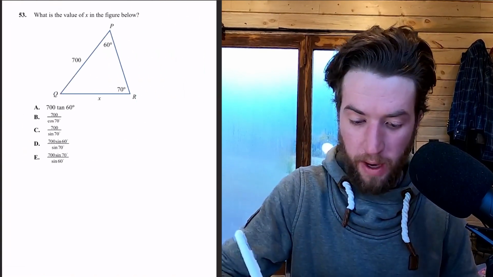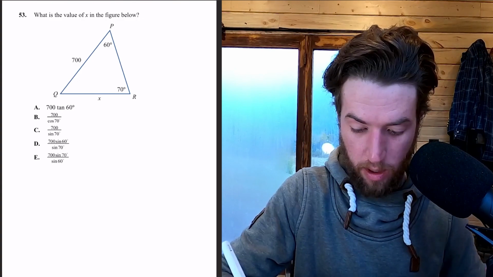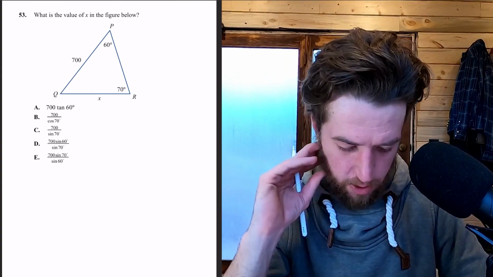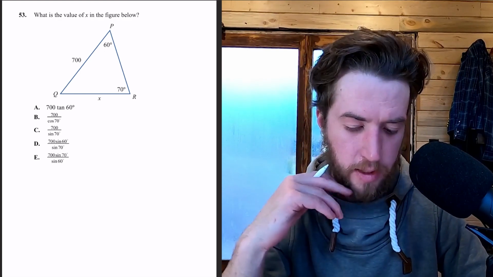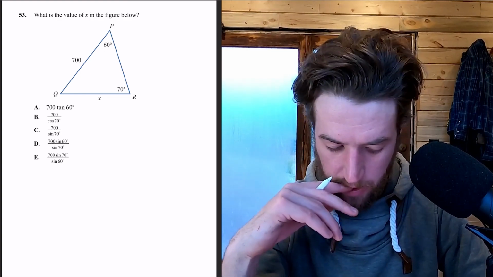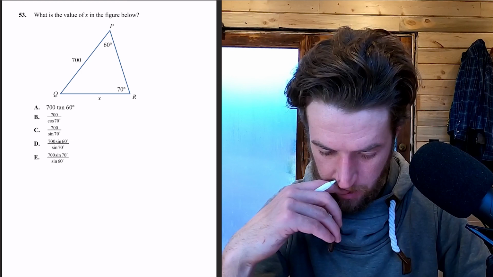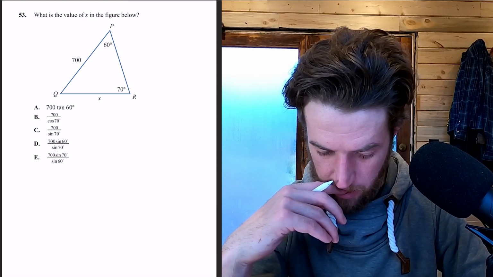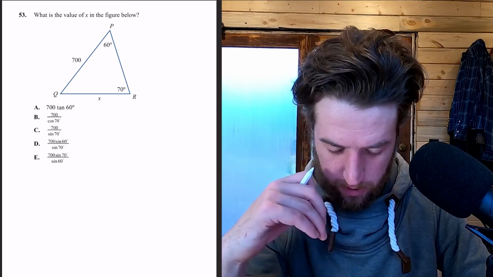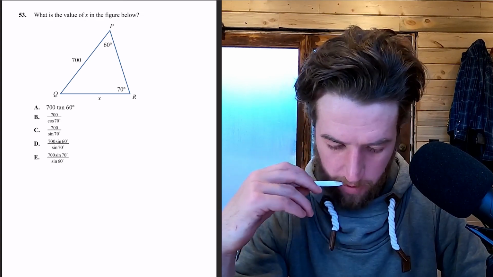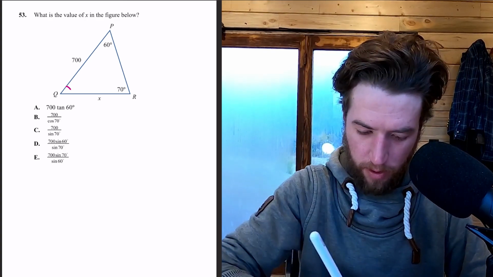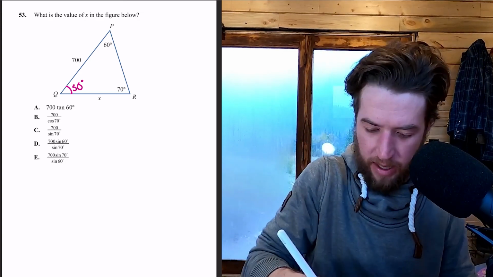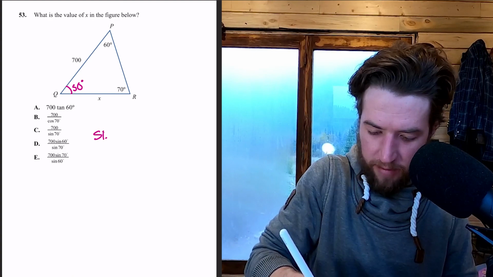All right, what is the value of x in the figure below? Okay. Ooh, so we don't have a right triangle. So this is, oh gosh, this is a trig thing. I probably don't remember. I do know that this right here, 130, so this is 50. I know that. I think, is it law of sines?